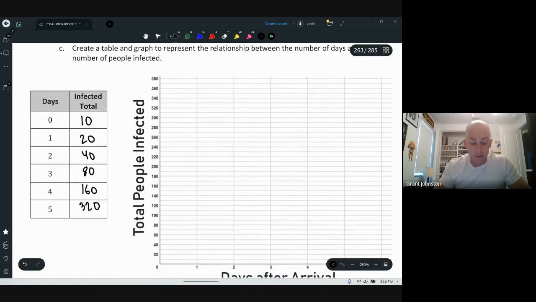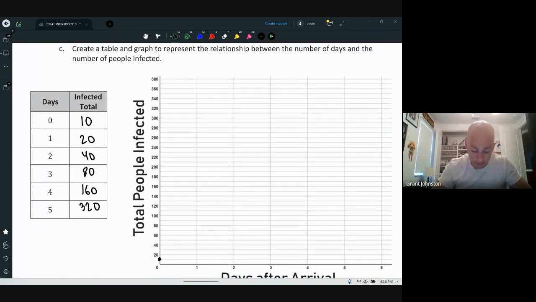So let's graph it. 0 is at 10. That'd be there. 1 is at 20. 2 is at 40. 3 is at 80. 4 is at 160. 5, 320. There we go. So this looks like a nice exponential curve.